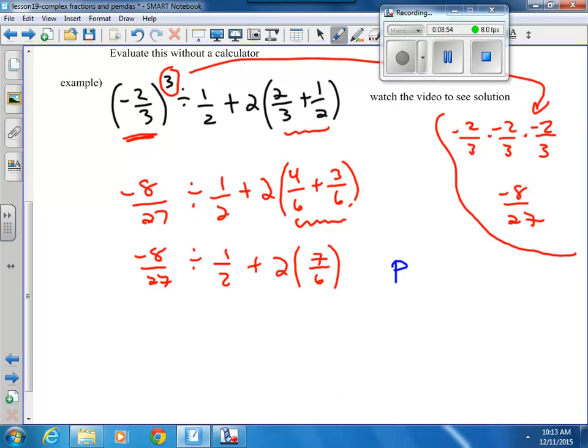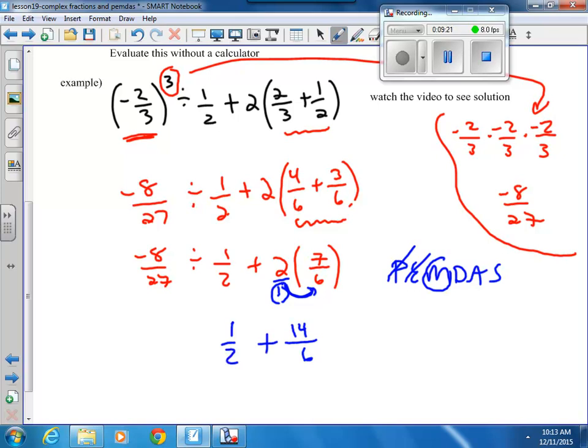So parentheses, exponents, multiply, divide, add, subtract, right? We took care of parentheses, took care of exponents, multiplies, anything connected with multiplication. These two, we multiply, that's going to be 14 over 6. Remember, 2 is really over an invisible 1. So 2 times 7 makes 14, and 1 times 6 makes 6.